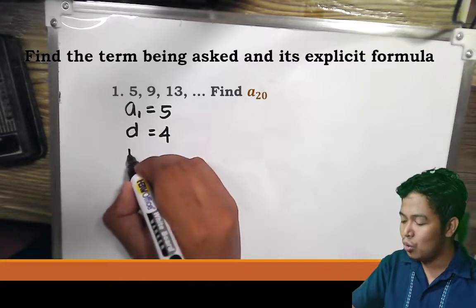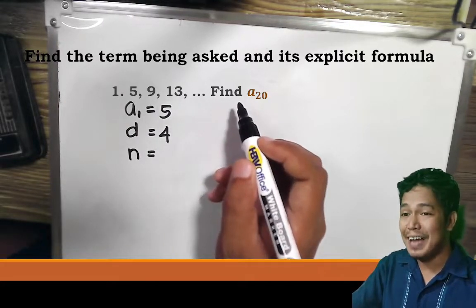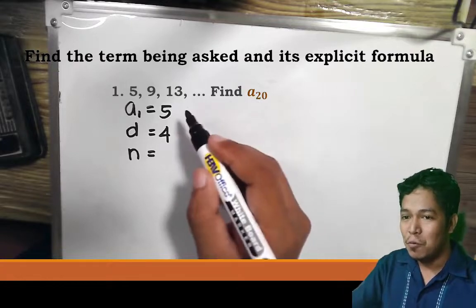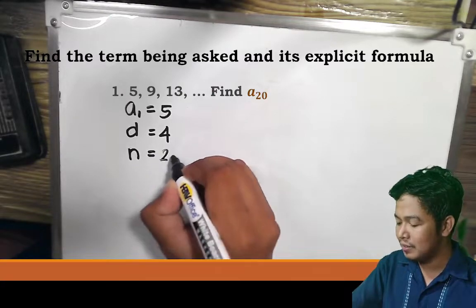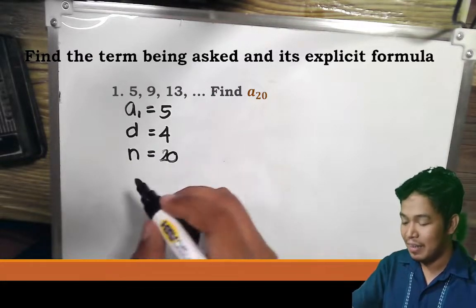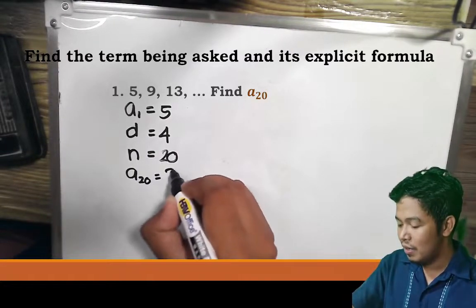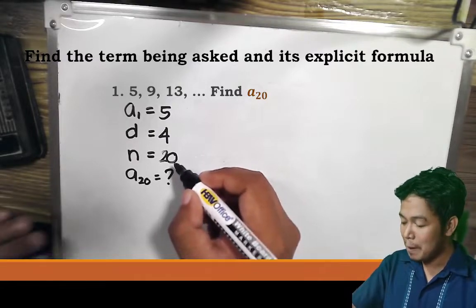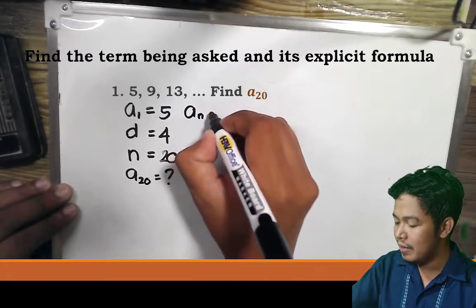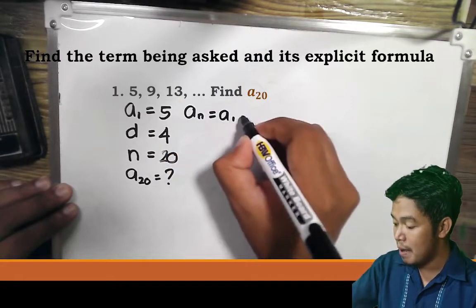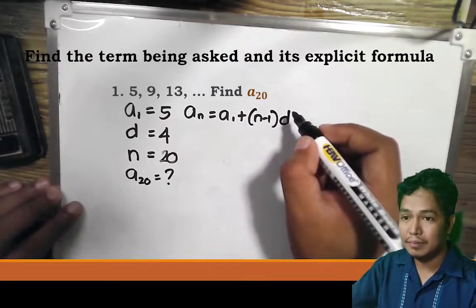And we need to look into the number of terms. Ilan bang terms meron ang sequence na to? Since ang hinahanap natin is yung pang 20th number, we have 20 terms or 20 numbers. So our n is 20, and we are looking for a sub 20, the 20th number. Para makuha natin ang 20th number, we need to use the formula a sub n is equal to a sub 1 plus n minus 1 times the common difference.